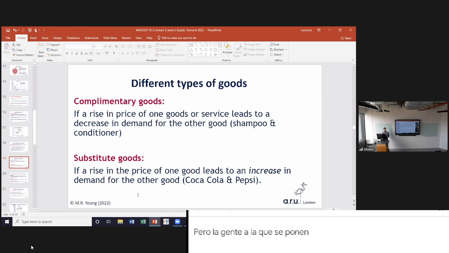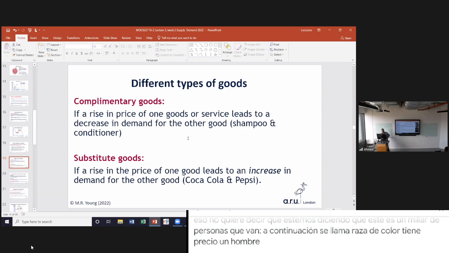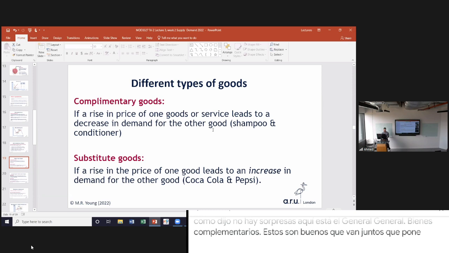Okay, and complementary goods, these are goods which go together. They put shampoo and conditioner here, okay? So, for example, when you buy shampoo, you buy conditioner.